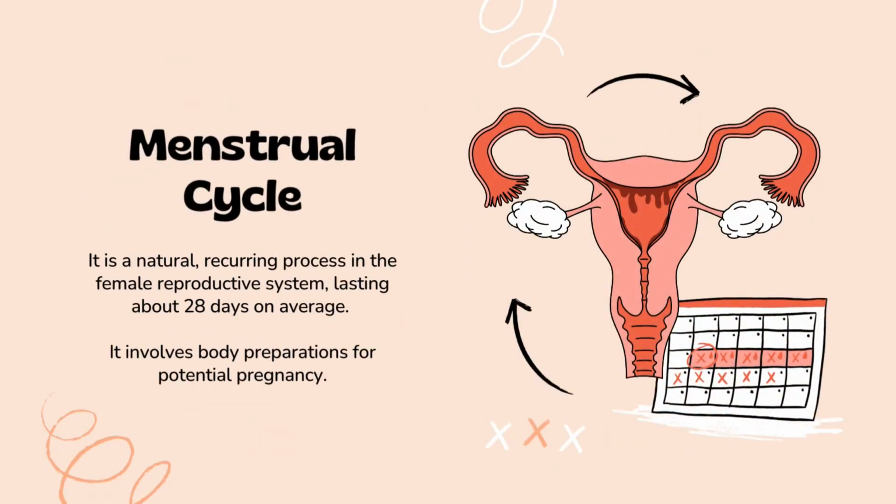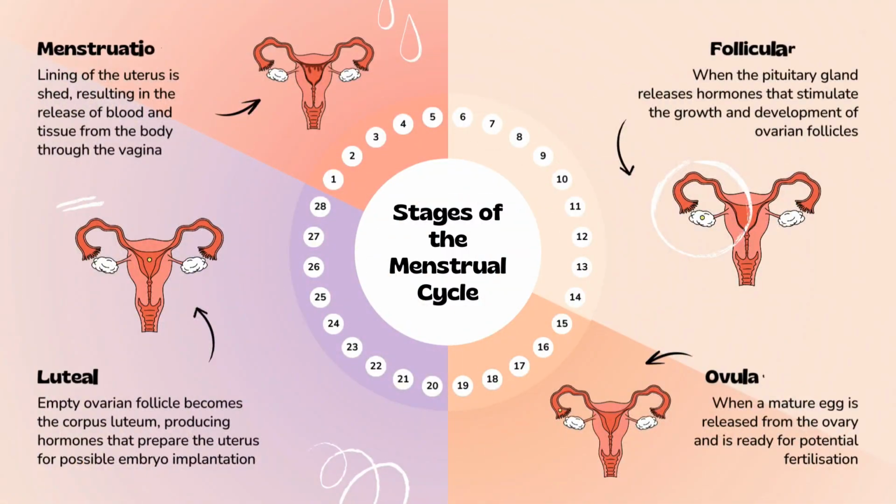Now let me discuss the menstrual cycle. This cycle is a natural recurring process in the female reproductive system that lasts for an average of 28 days. This involves body preparation for potential pregnancy. The menstrual cycle is a natural process that prepares the female body for pregnancy. It consists of four main stages. First is menstruation, then the follicular phase, ovulation phase, and luteal phase.